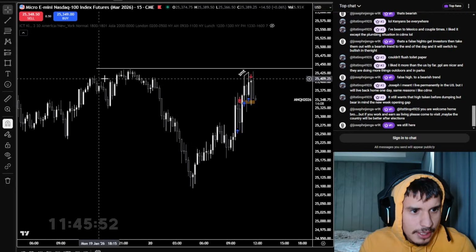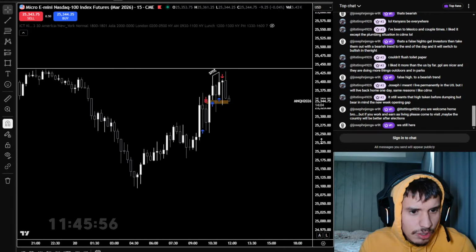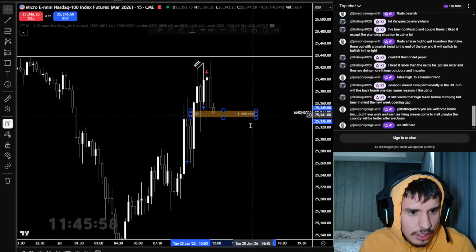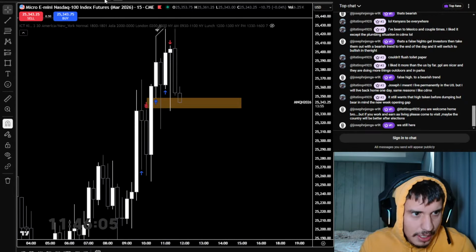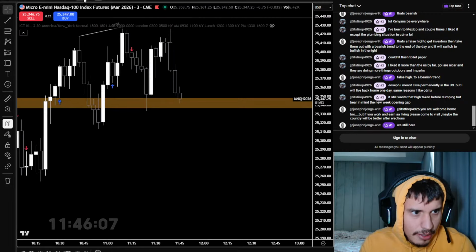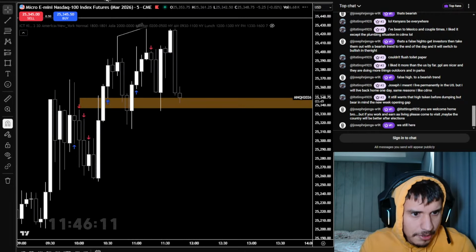The 15 minute is tricky, sketchy. We're still holding bullish on the 15 minute, tapping into the gap again. Ideally, what I want to see is this get inversed if we are thinking bearish. But for now, we wait. There's really no entry for me to take here.